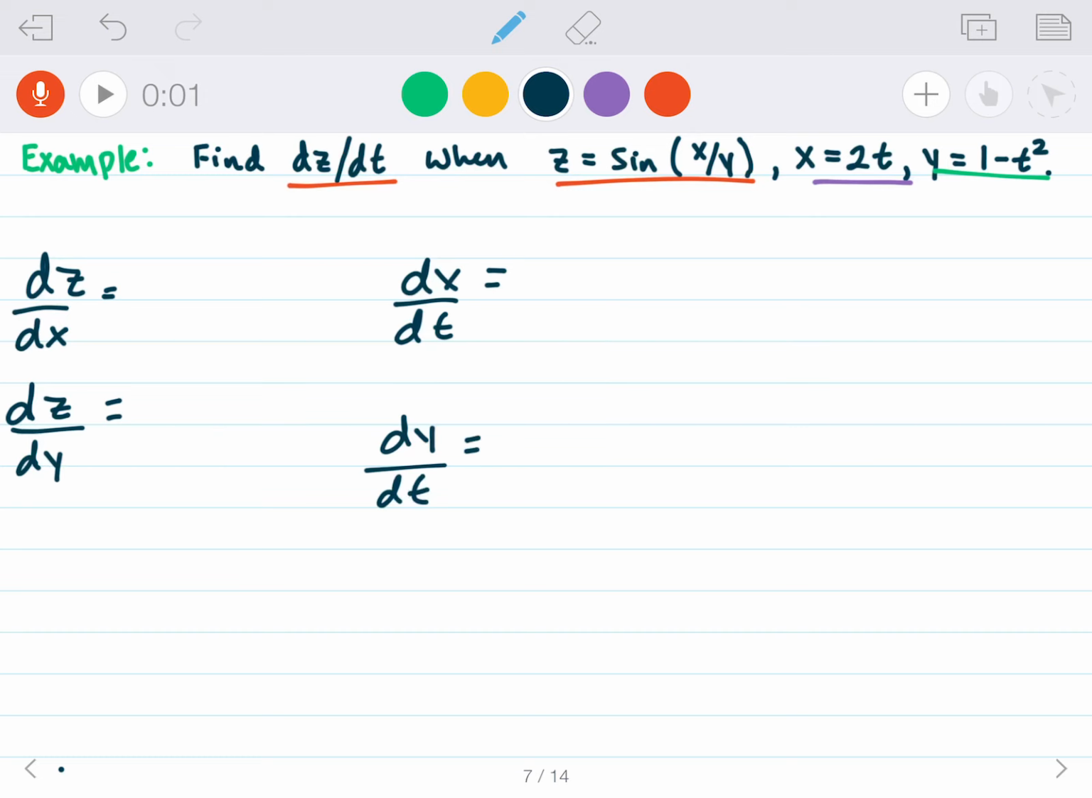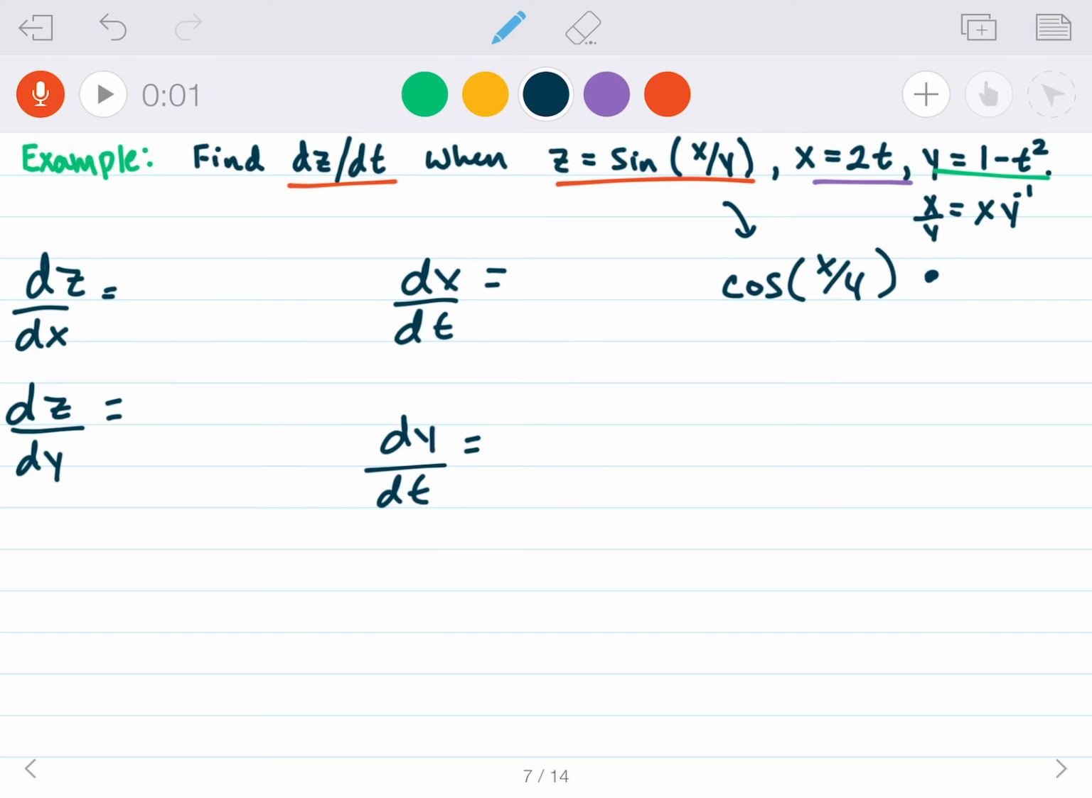Okay, so let's do the z's first. So partial derivative with respect to x of z. So the sine, I have to use the chain rule here. So derivative of sine is cosine. Then I multiply by the derivative of the inside. So the derivative of x over y. So that, I can use the product rule because x over y is equal to x times y to the negative 1. So I can use the product rule.